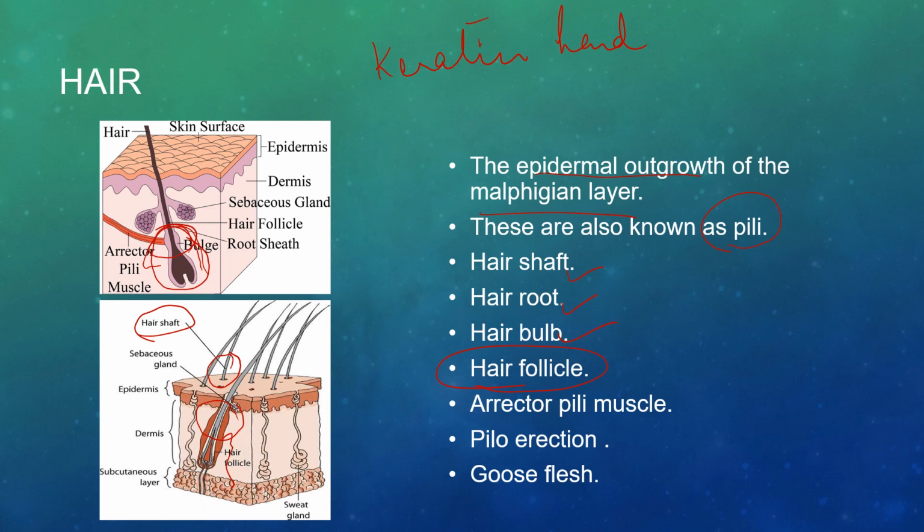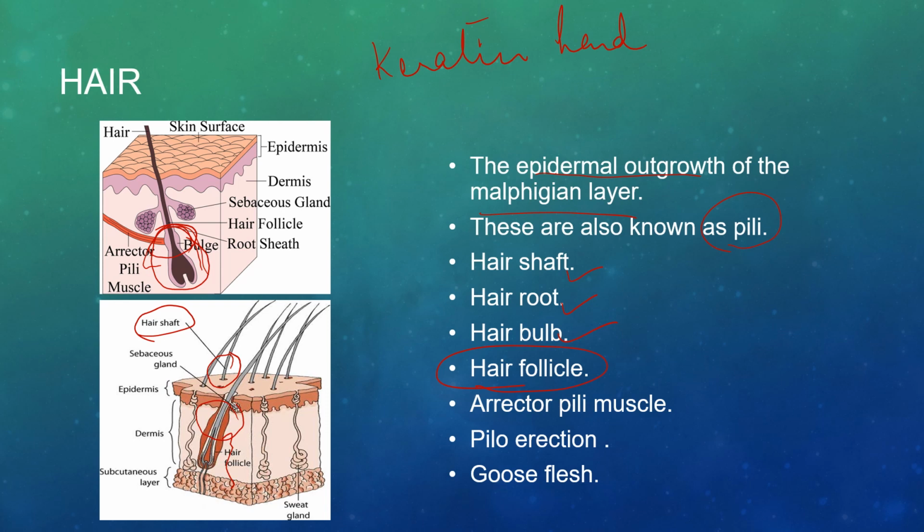Now next, the hair papilla contains a large number of blood capillaries which enter the hair bulb and supply nutrients to the outgrowing hair. So the hair papilla contains a load of blood capillaries and supplies nutrients to the growing hair. Now around the hair follicles, what are there?